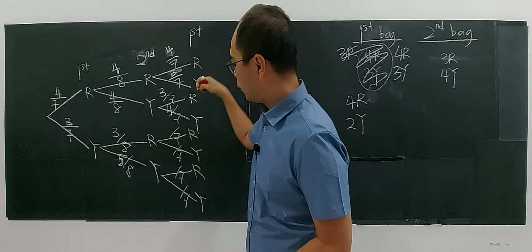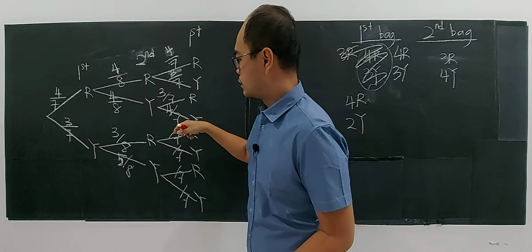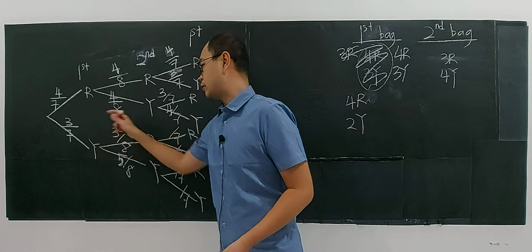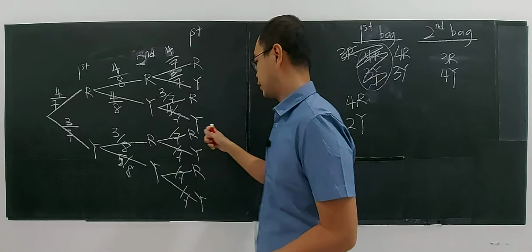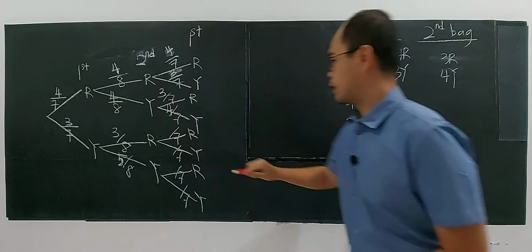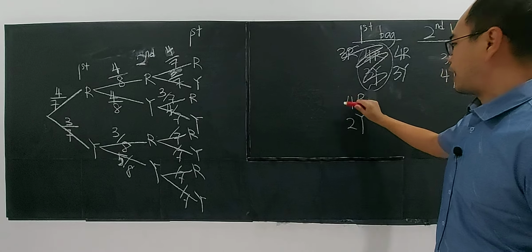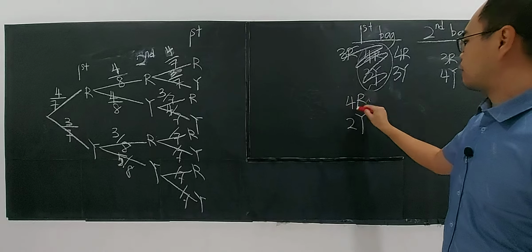The red color you put back into the first bag, right? Supposedly you need to put back the yellow, but you took out the yellow. Now the second time you put back the red. The bag becomes 7 balls, but the red becomes 5 red. Yes or not? It becomes 5 red.